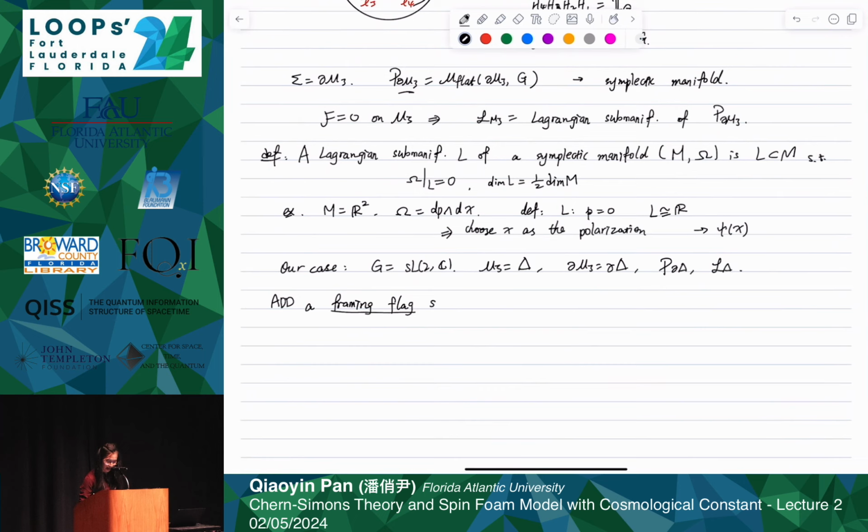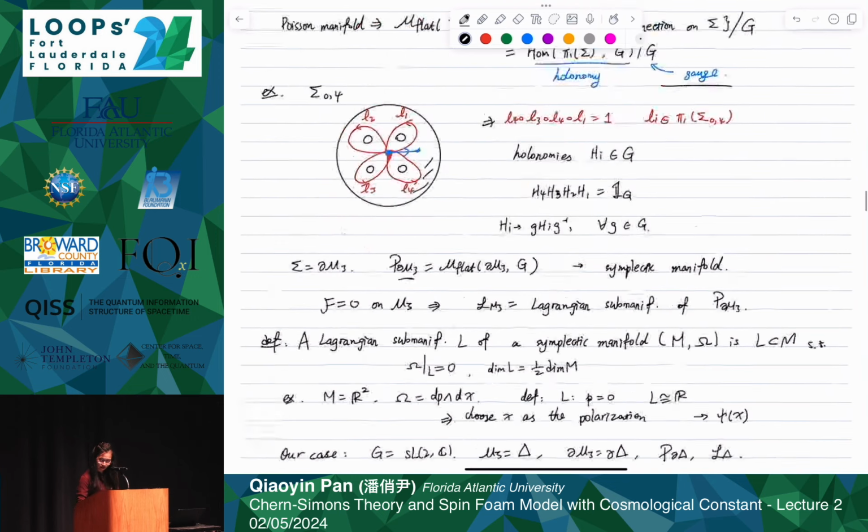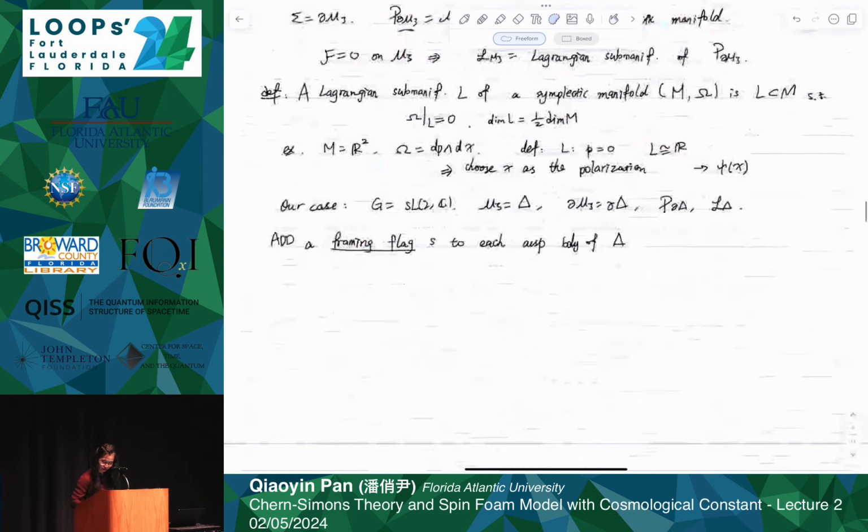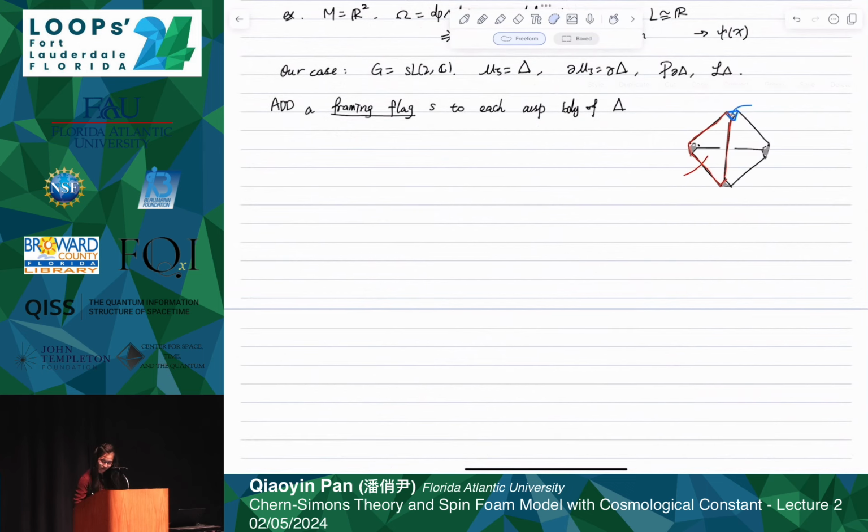I denote it by S, to each cusp boundary of the ideal tetrahedron. I remind you what the cusp boundary is. Let me just copy this ideal tetrahedron to here. And the cusp boundaries are the truncated triangles I color in gray here.